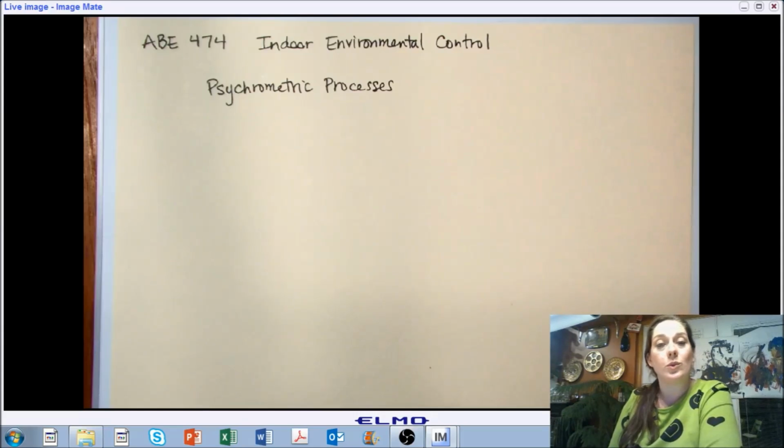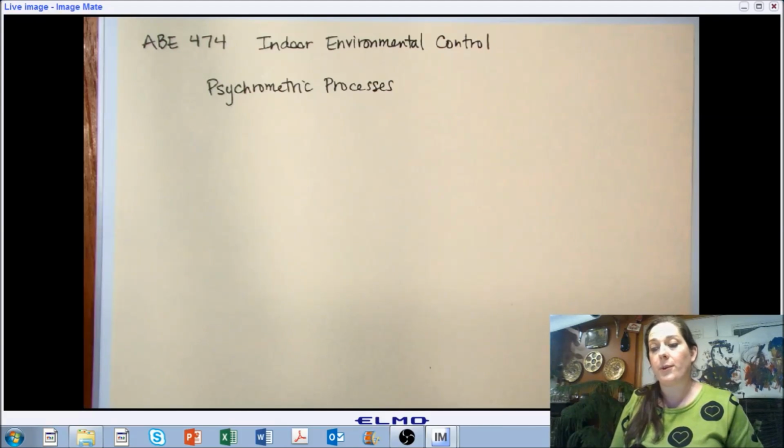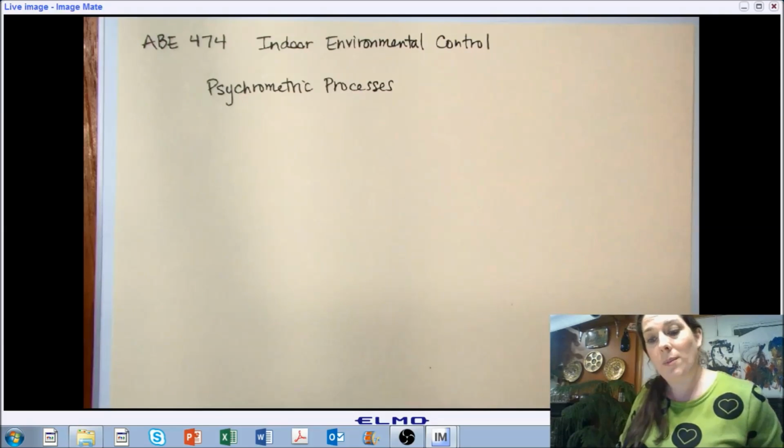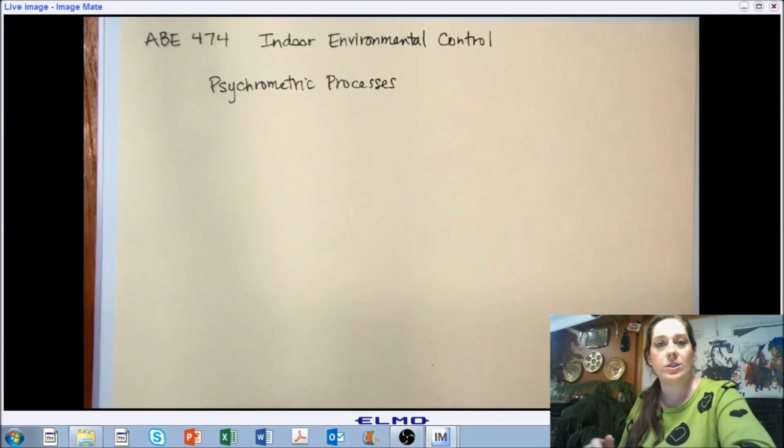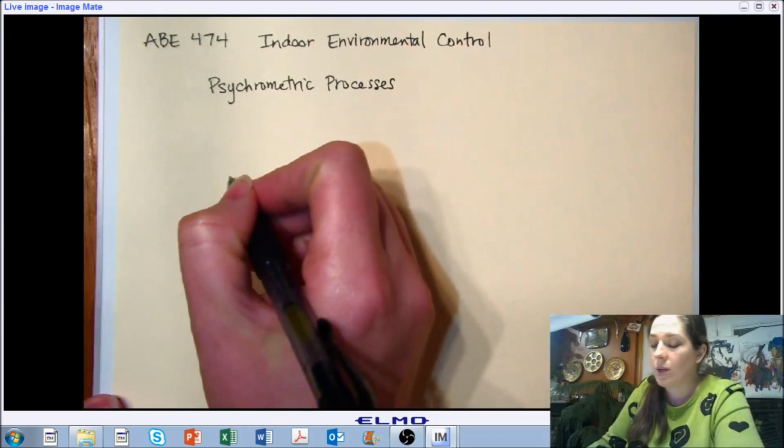There are some rules we have to follow in order to go from one state to another state. So this section will focus on psychrometric processes, and those are, if you will, the roadmap for getting from one state to another. Some are very straightforward and some are a little more complicated. So let's go ahead and get started with them and talk about how do we change the state of air. And so we'll start with the definition.